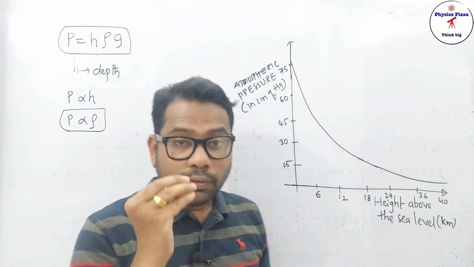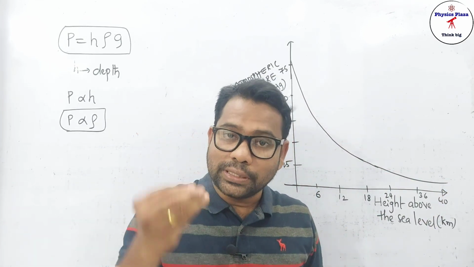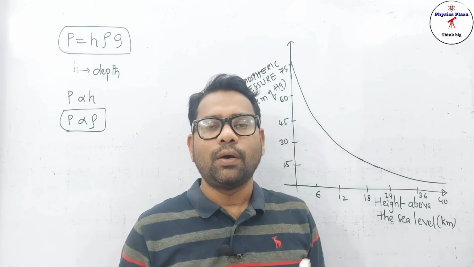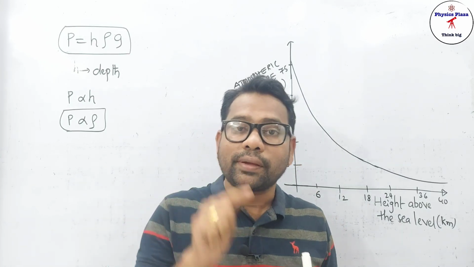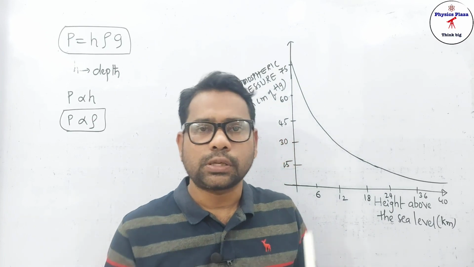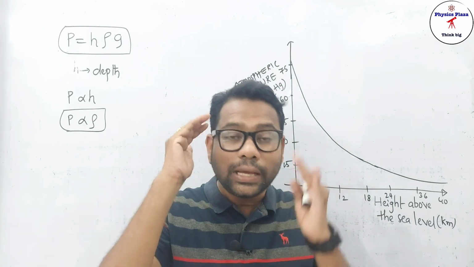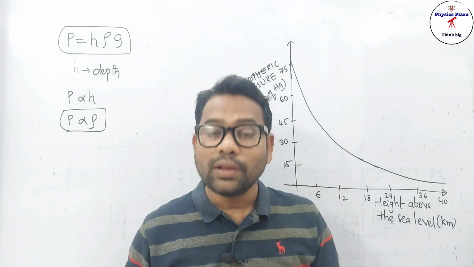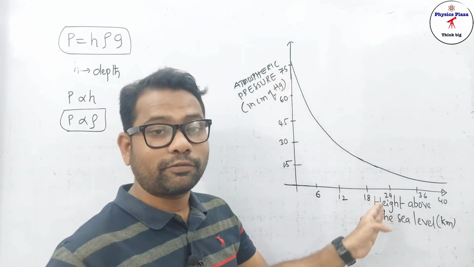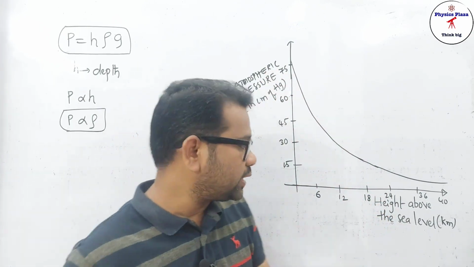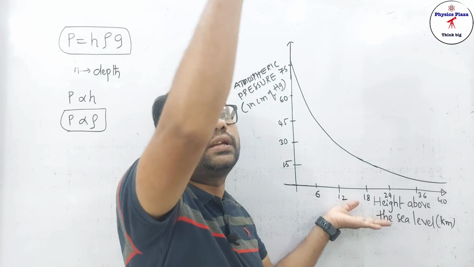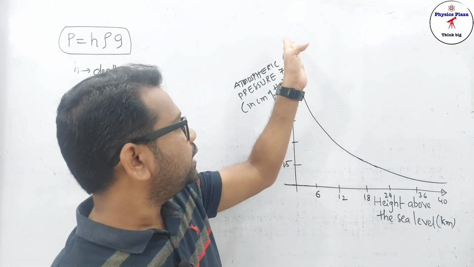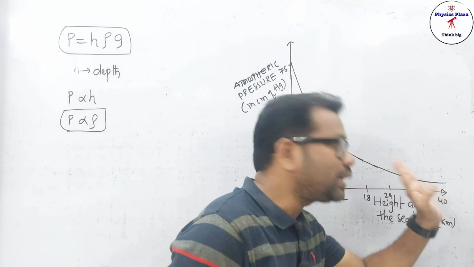Here is one important point we need to understand. Atmospheric pressure decreases but not in a linear manner. Why won't it decrease in a linear manner? Because the density of the atmosphere also does not decrease in a linear manner. That is why we will get a non-linear graph. But only one thing we need to understand: as the height is increasing, the depth will be decreasing, then obviously atmospheric pressure keeps on decreasing.